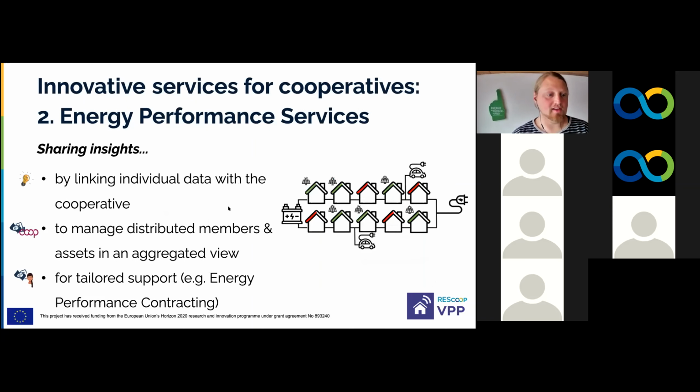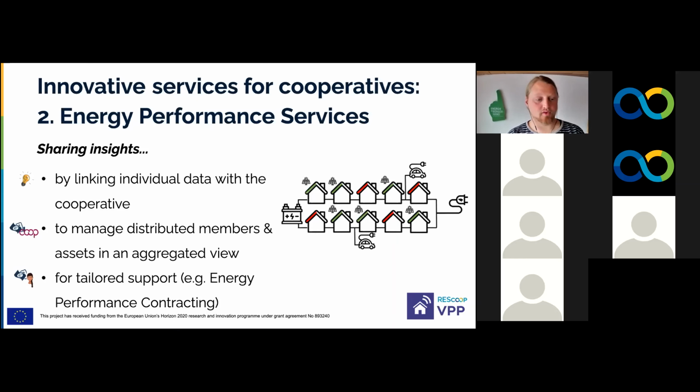And next slide. The next step in the service is to link those individual data with the cooperative, so to share insights. The idea is to perform energy performance services. The cooperative can manage the distributed members and assets so that they have an aggregated view. For example, when it's about aggregating production, it is to see the whole production of all members, and then to be able to give this to the market and to optimize the portfolio, or also when it's about to perform demand response, or also to see an aggregated view of what opportunities are there.